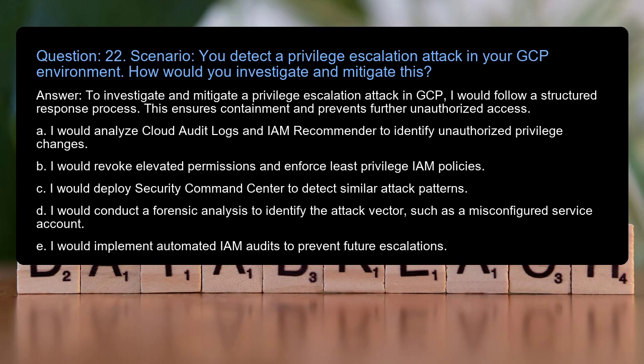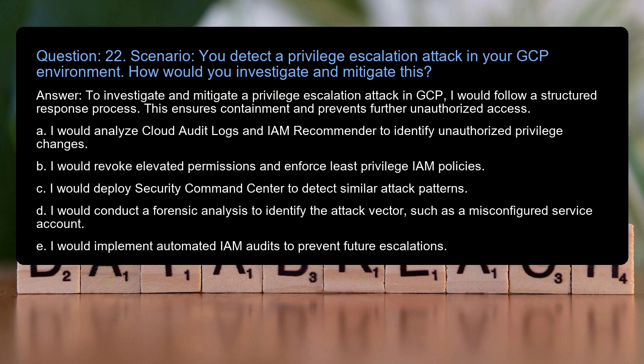Question 22. Scenario: you detect a privilege escalation attack in your GCP environment. How would you investigate and mitigate this? To investigate and mitigate a privilege escalation attack in GCP, I would follow a structured response process. This ensures containment and prevents further unauthorized access.